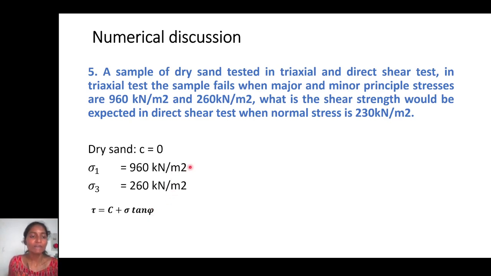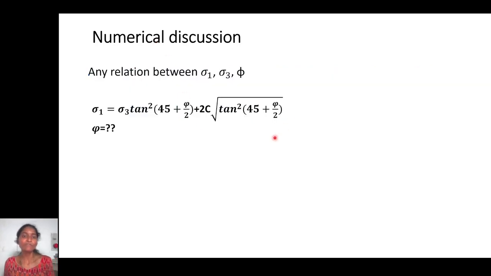What I have is sigma 1 and sigma 3. Now we need a correlation between sigma 1, sigma 3 and phi from the triaxial data so that I can solve this problem. In one of the videos you could have seen this equation: sigma 1 equal to sigma 3 into tan square (45 plus phi by 2) plus 2c into square root of tan square (45 plus phi by 2). Because this is a sandy soil, cohesion is already 0, so you can keep C as 0. Sigma 1 is given, sigma 3 is given, only phi is unknown, and if you calculate it you will get the phi value. If you want you can do it now, otherwise it is just a substitution.